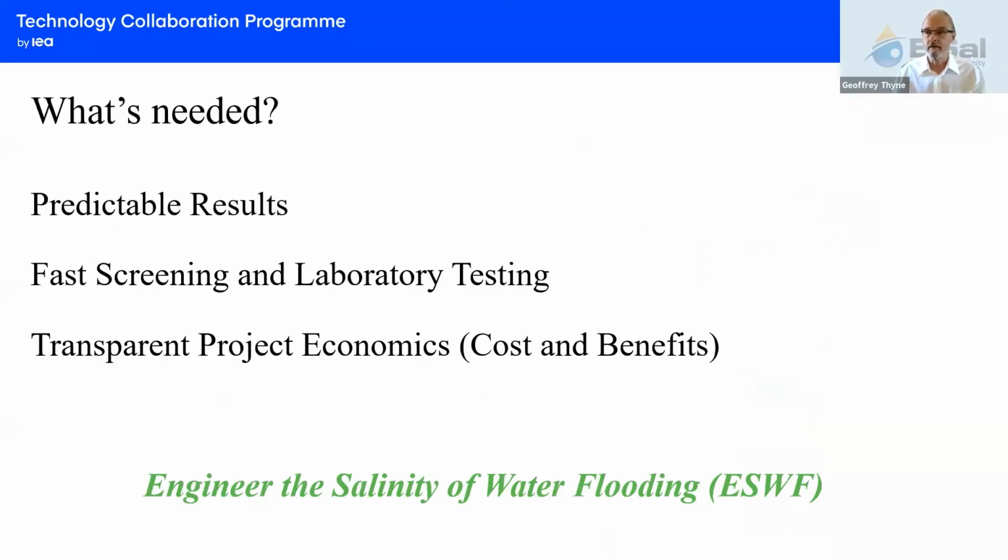So what do we need? If we're going to make low salinity water flooding work, what do we need? We need predictable results. We need fast screening and laboratory testing. And we need transparent project economics, costs and benefits. You've got to be able to go to management and tell them what the benefit's going to be and what the costs are going to be. So we really need to engineer the salinity of the water flooding. That's a thing that we talk about at our company. Other people may talk about it differently, but in the end, you need to know what that target salinity is, what it's going to cost you to implement it, and what the benefit's going to be.